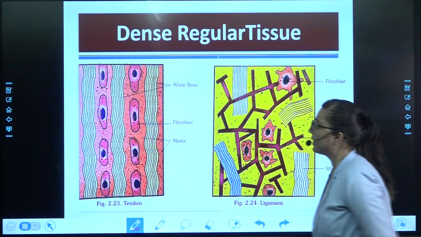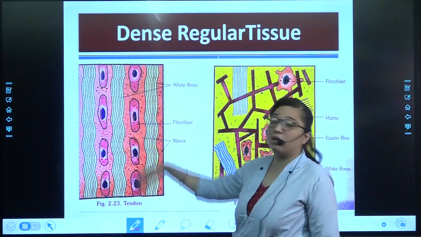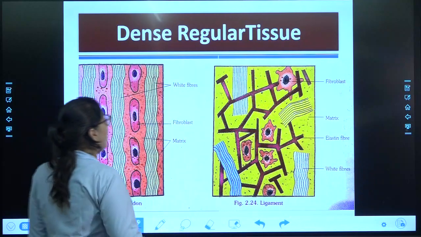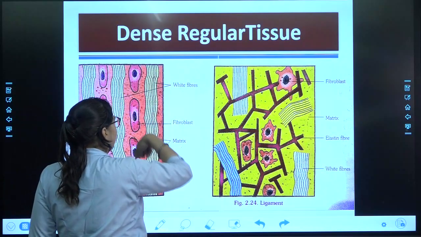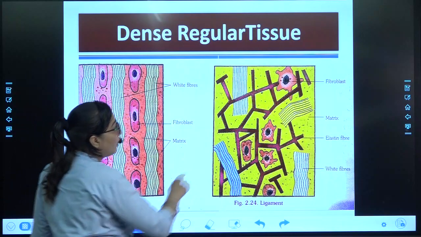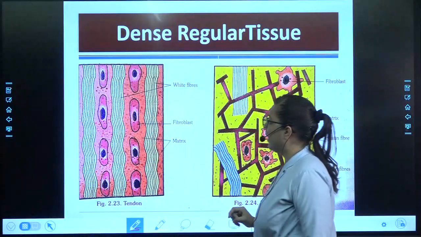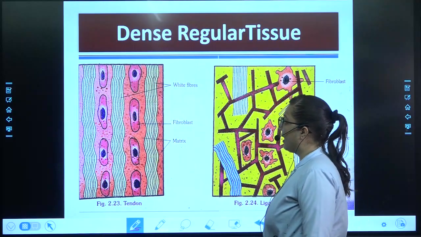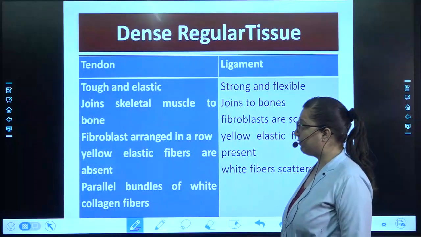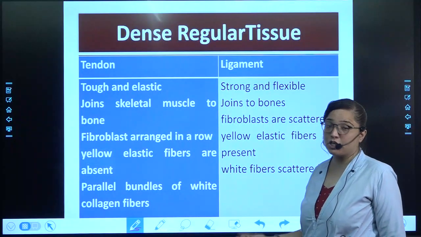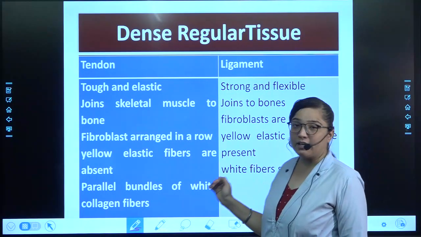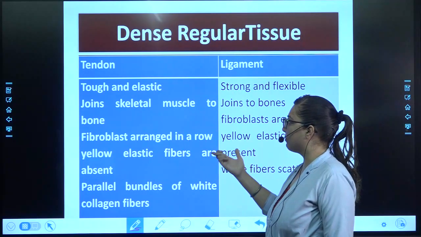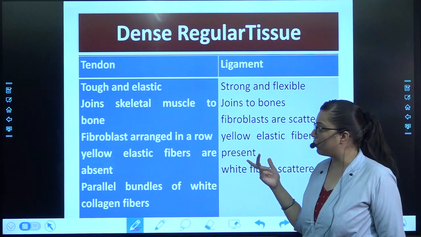So you were able to say that the white fibers are in straight, parallel bundles over here, while here they are scattered. The fibroblasts are arranged in a row over here, while here they are scattered. Yellow fibers are present over here, while they are not present over here. Next, the difference between the tendon and the ligament. Tendons are tough and elastic, while ligaments are strong and flexible. The tendon joins skeletal muscle to bone, and the ligament joins bone to bone.